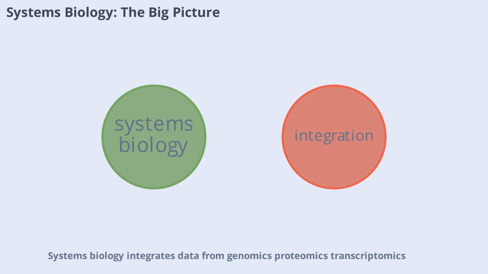Systems biology integrates data from genomics, proteomics, transcriptomics, and metabolomics to understand how biological systems function as a whole. By modeling complex interactions, scientists can predict how changes in one part of a system affect the entire organism. This holistic approach is essential for tackling complex diseases and developing new therapies.